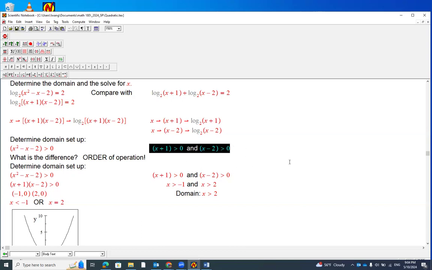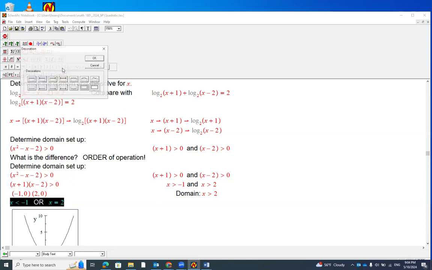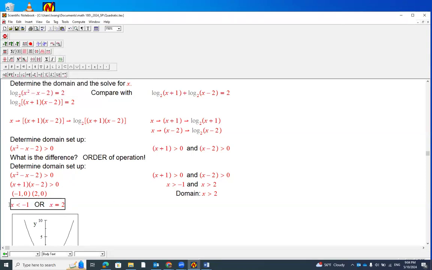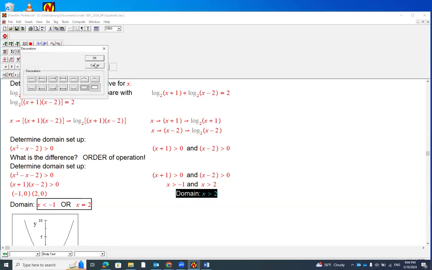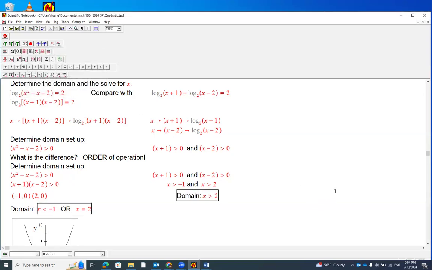I don't mean to make this lesson too long, but please come up to me in class so we can have a further discussion if you're still confused. I hope to make this clear. So this is the domain, and this one is the domain for the other. You can see the difference is in the order of operation.